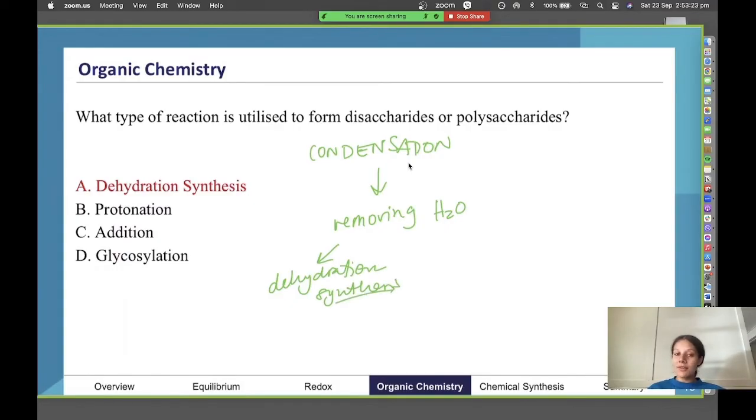So what we definitely do not have is hydration. So the reverse reaction of breaking apart a disaccharide is a process of hydration, where we're going to be adding water back in to split it up into the monosaccharide.